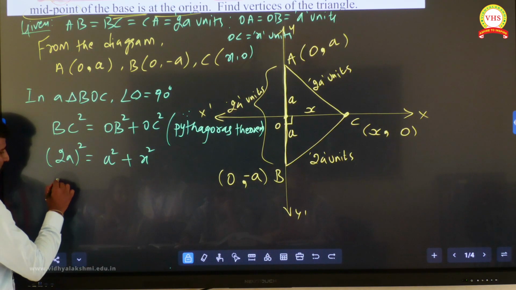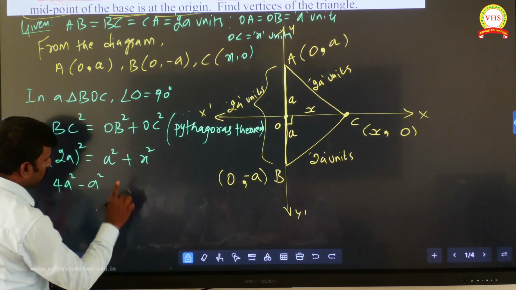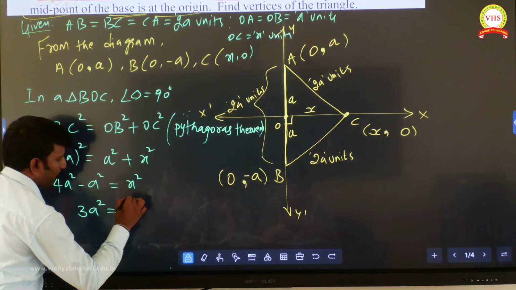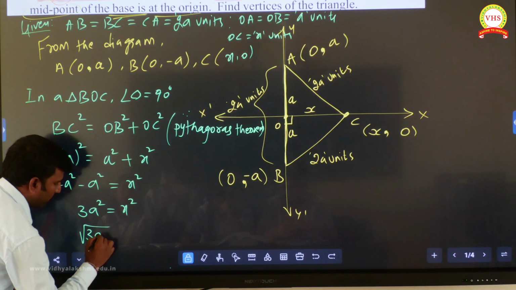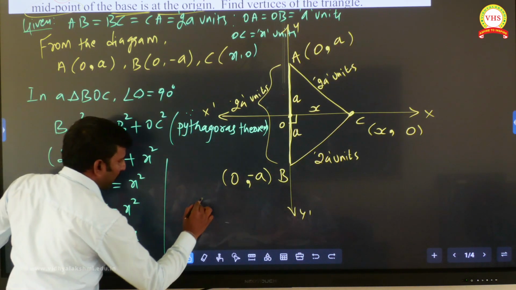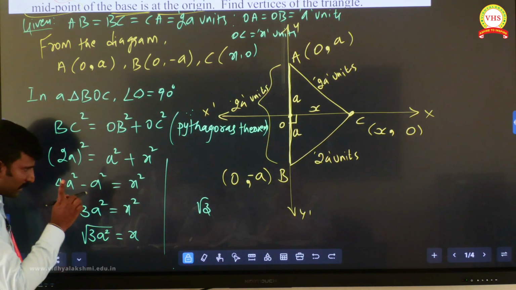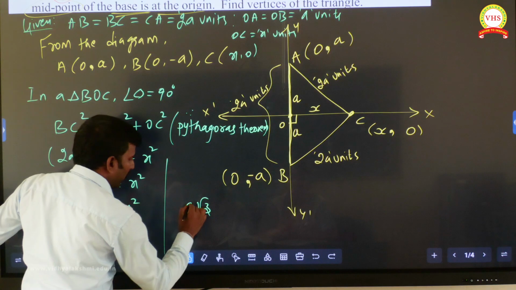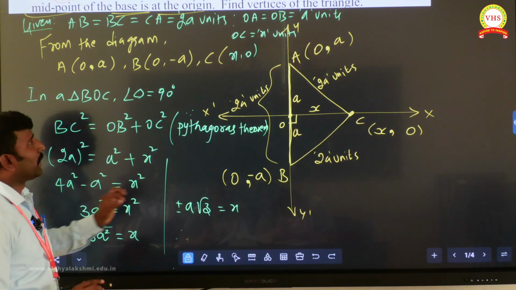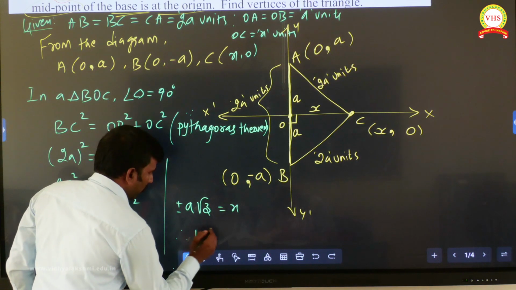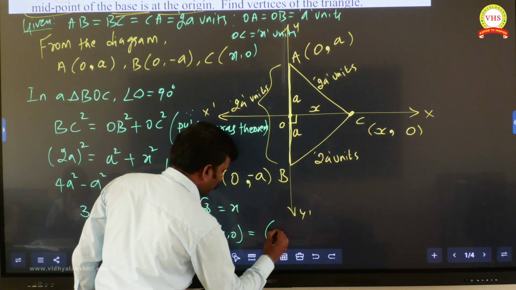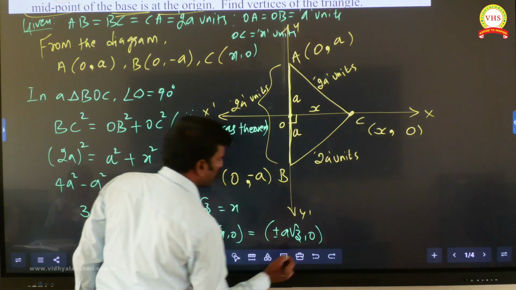Now 2A square, when you apply the power, gives 4A square. A square, when I bring it to the other side, gives 3 times A square, which equals X square. When you send the square to the other side, I get the square root of 3 times A square, which equals X. The square root of A square is just A, because the square and root cancel. So I can write plus or minus A root 3 equals X. Therefore the C point is (X, 0), which equals (plus or minus A root 3, 0).